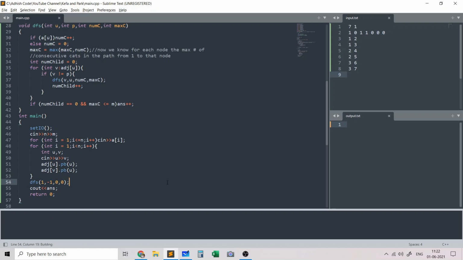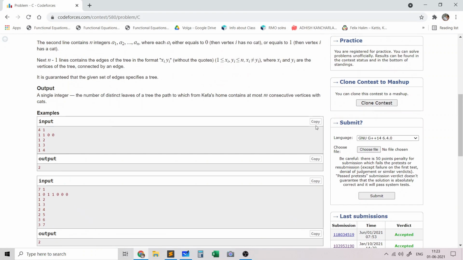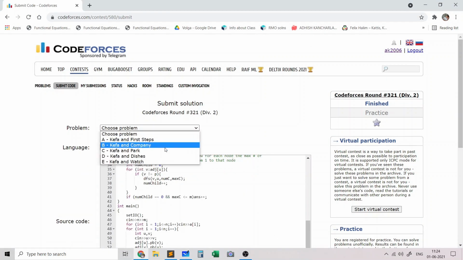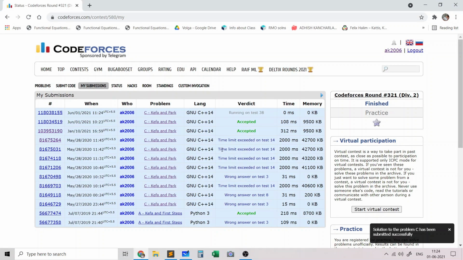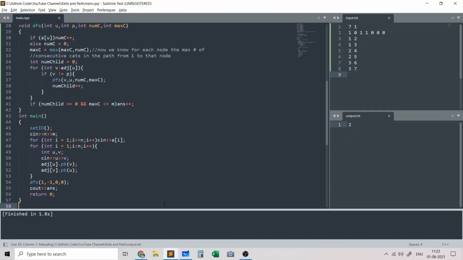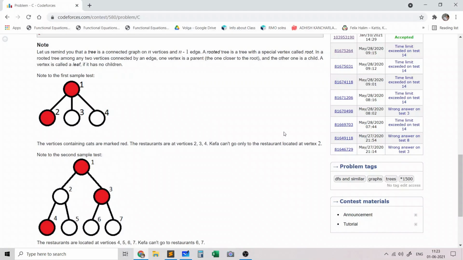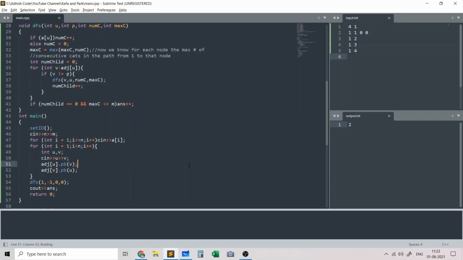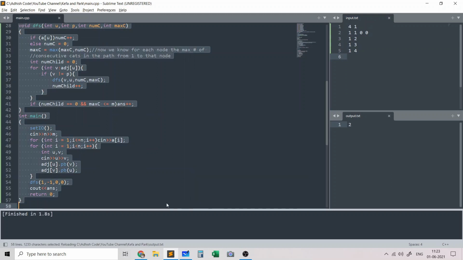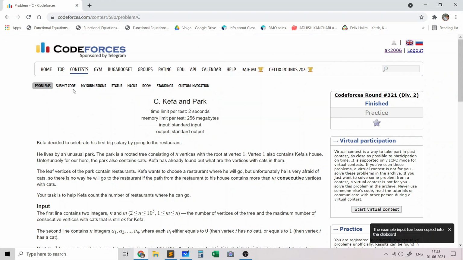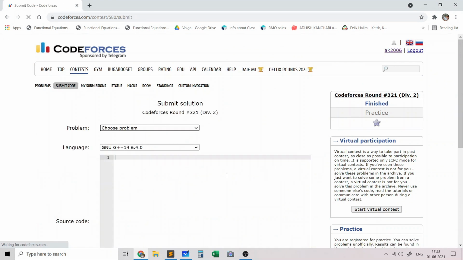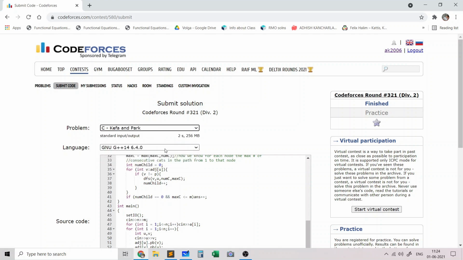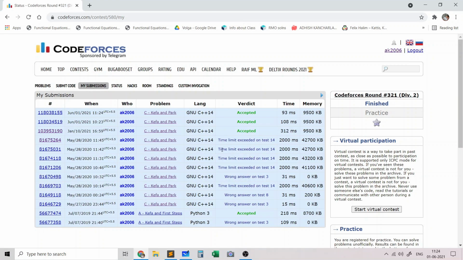So let's just run the code on the sample test cases before we submit it. As you could see, we got the correct output of 2. Let's run it also on the first sample test case. And the correct output is 2 again. And let's just submit the code to see that it gets accepted. As you could see, my code got accepted.